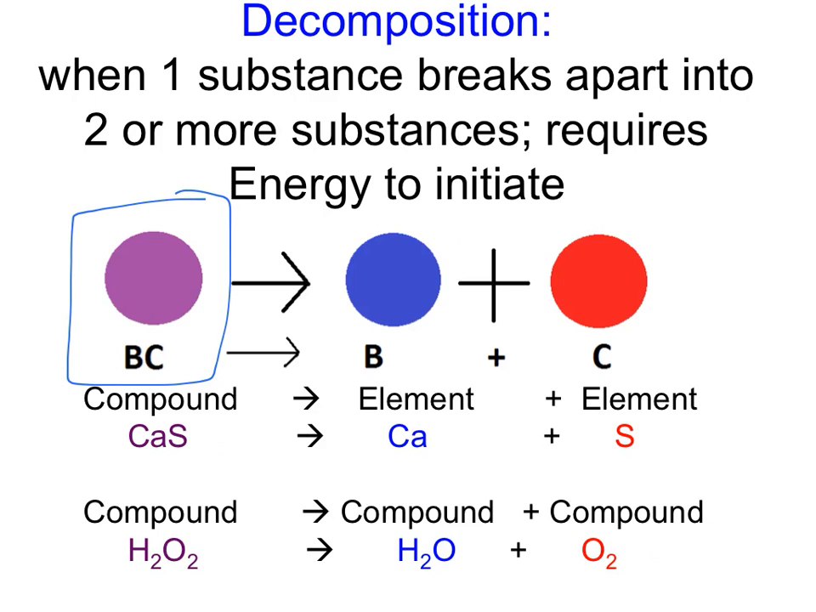You can see with this first example, calcium sulfide breaks down into the two elements that make it up, whereas hydrogen peroxide breaks down into simpler substances, a compound and a diatomic element, which is sometimes called a compound as well.